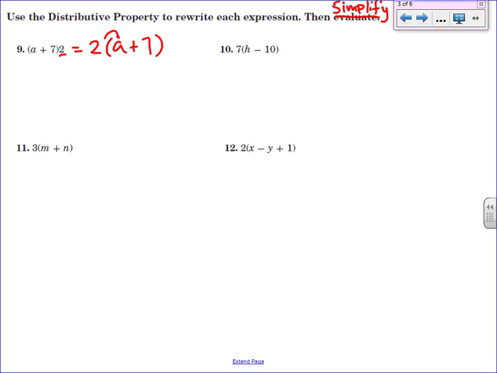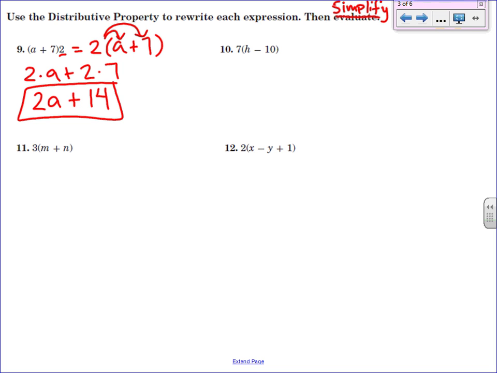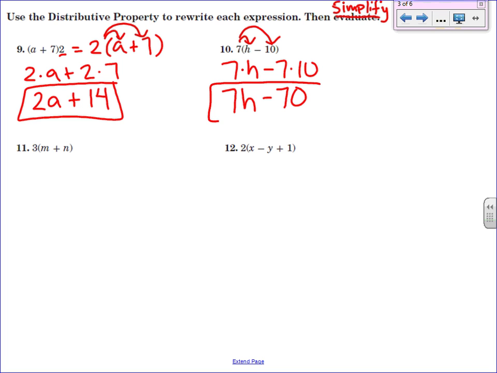So now I have 2 times a plus 2 times 7. And I don't need multiplication in between a number and a variable, so I'm just going to get rid of that symbol, and 2 times 7 is 14. Now I don't have any more like terms, and there's no more parentheses, so it's simplified. 7 times h minus 7 times 10. Again, I don't need the multiplication in between the number and the variable, and 7 times 10 is 70. I don't have any like terms or any parentheses.